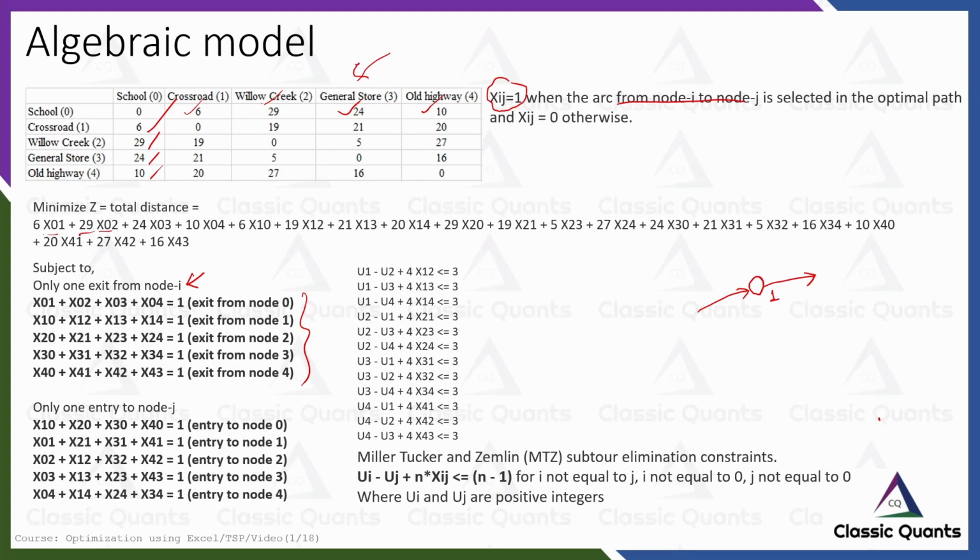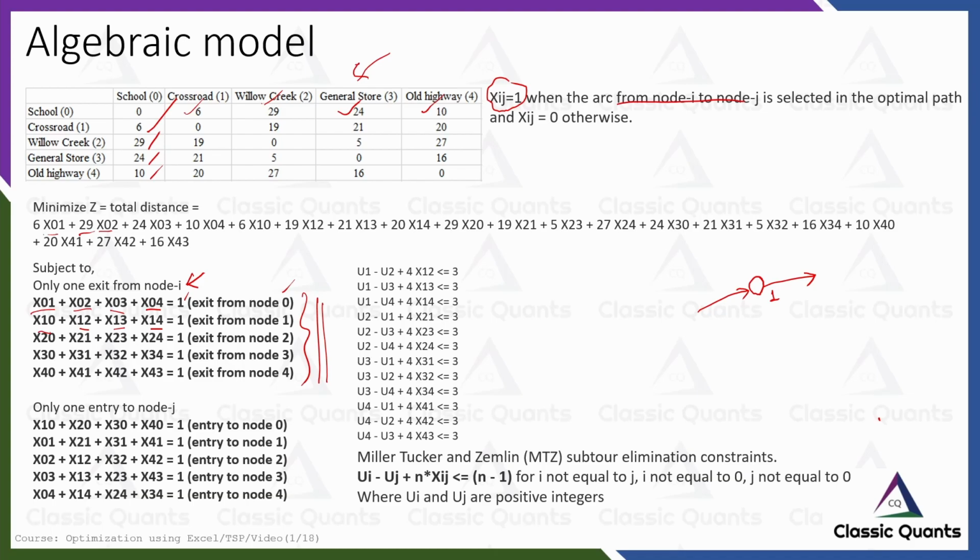So for example, if you take the node 0, how many exits are possible? 0 1, 0 2, 0 3 and 0 4, and we are saying that only one exit we will allow from a particular node. So therefore the sum should be equal to 1. Similarly, from node 1, 1 0 is possible, 1 2 is possible, 1 3 is possible, and 1 4 is possible. These are the possible exits from node 1. So if you add them, the sum should be equal to 1. Why? Because we are only allowed one exit from any node. In this way, all the 5 nodes are written.